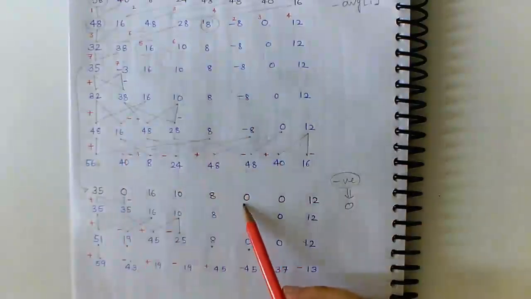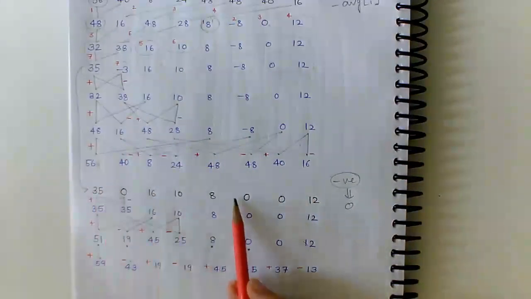So why are we doing this? This is our transformed array. Then we change all the negative values to 0. So minus 3 becomes 0, minus 8 becomes 0. So this is our transformed array. Now we have to get the original array using this transformed array.